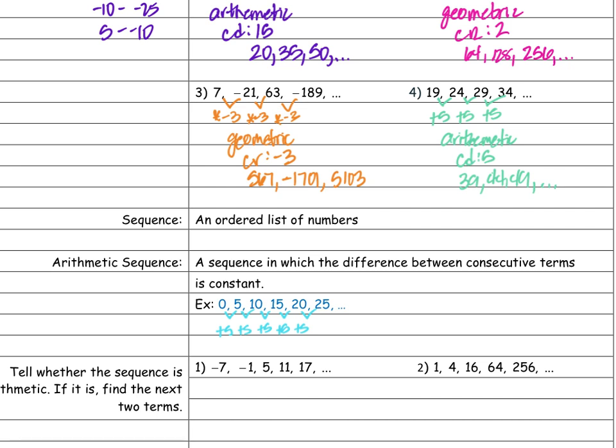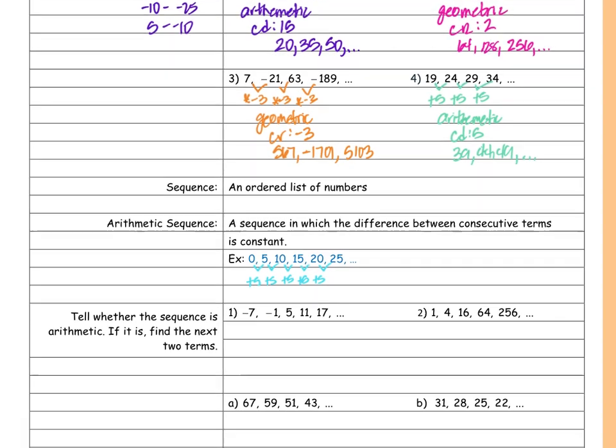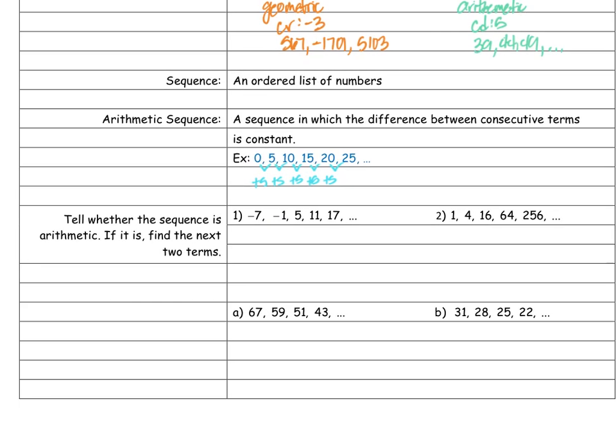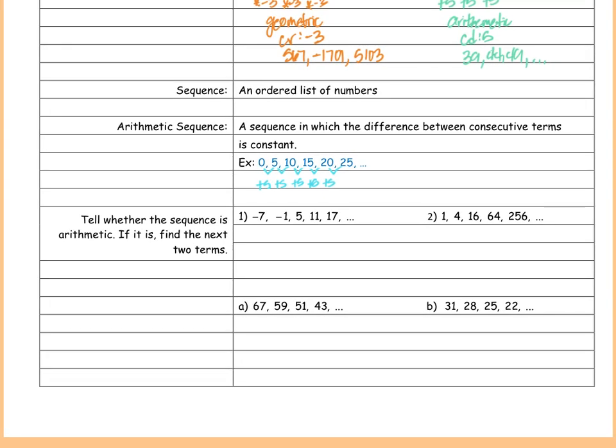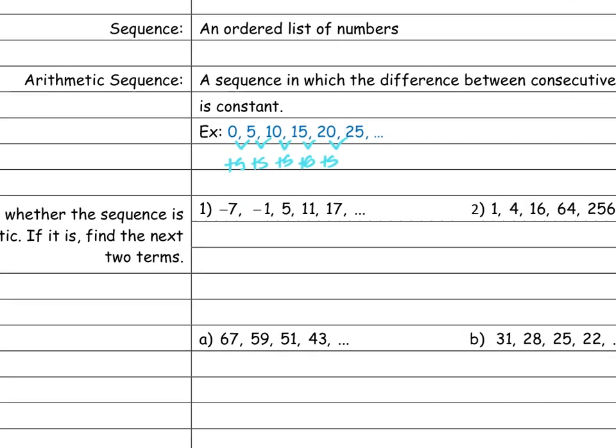Are there any questions on that? That's all we're going to do right now. We are just going to tell whether the sequence is arithmetic. And if it is, I'm going to find the next 2 terms, not 3. So only if it's arithmetic am I going to find the next 2 terms. Okay, so if I look at number 1 here, I'm just going to zoom in on it.